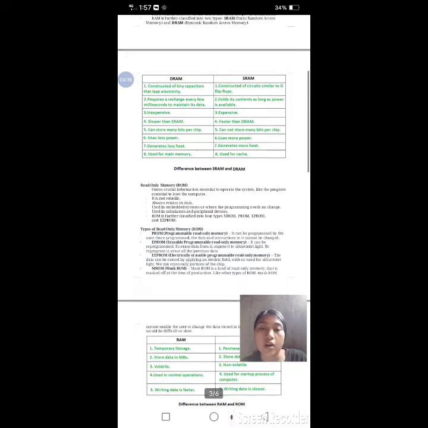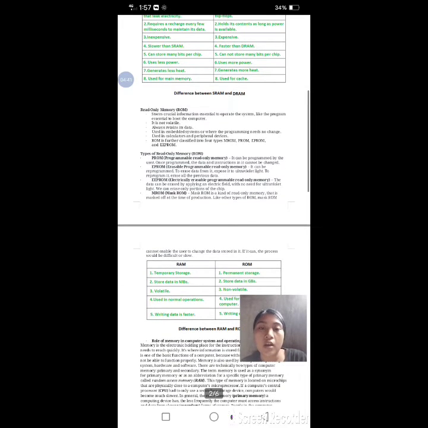Types of read-only memory, ROM. PROM, programmable read-only memory. It can be programmed by the user. Once programmed, the data and instructions in it cannot be changed. EPROM, erasable programmable read-only memory. It can be reprogrammed. To erase data from it, expose it to ultraviolet light. To reprogram it, erase all the previous data.